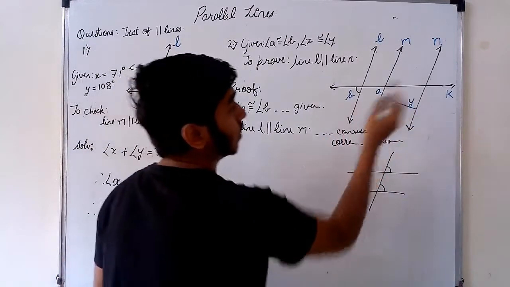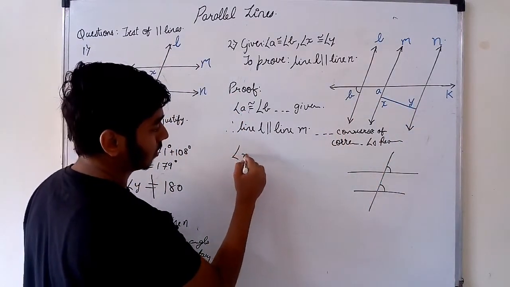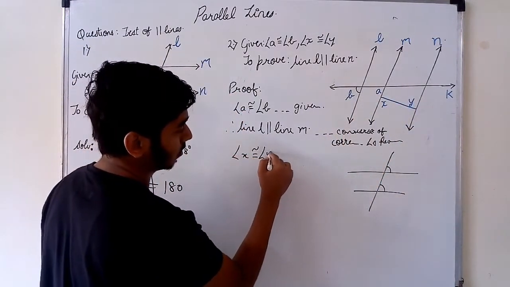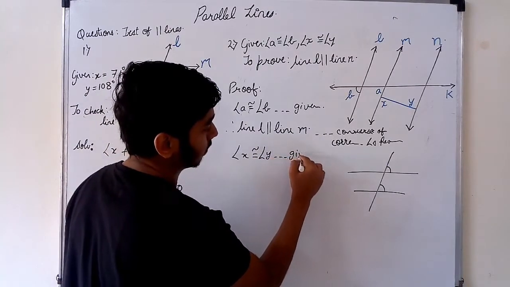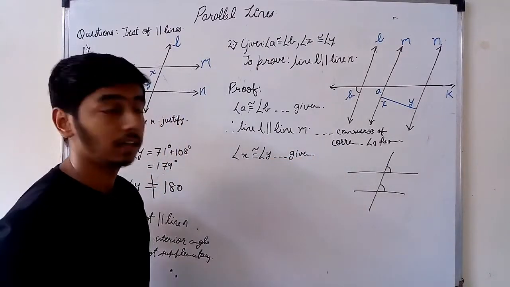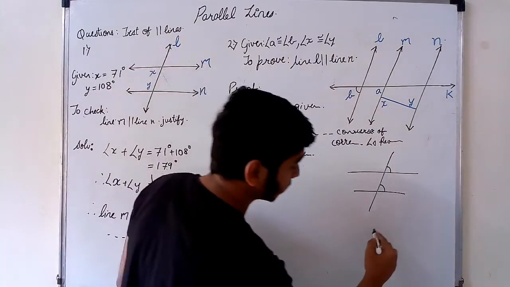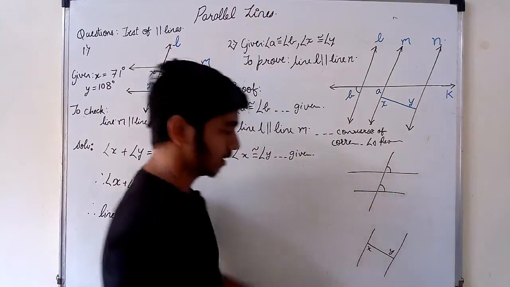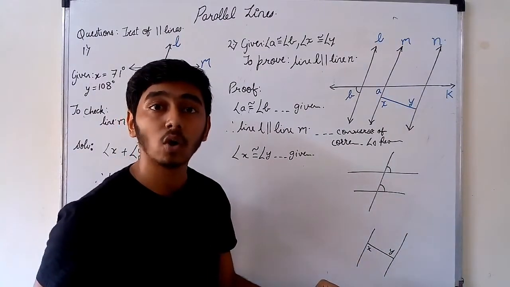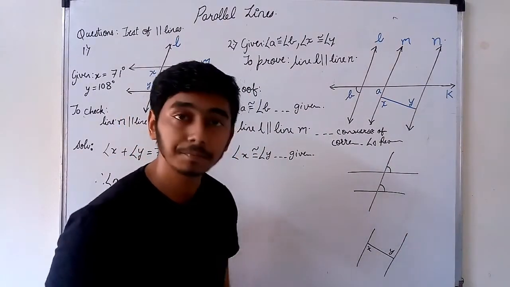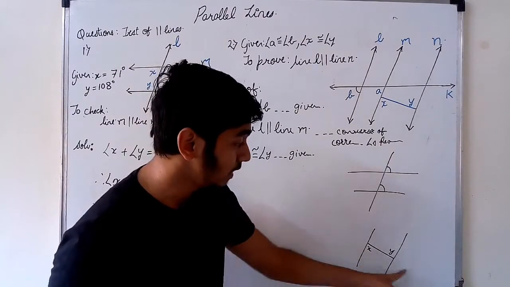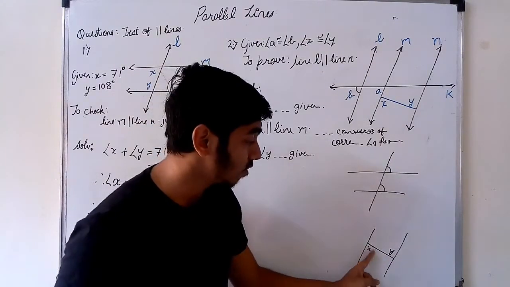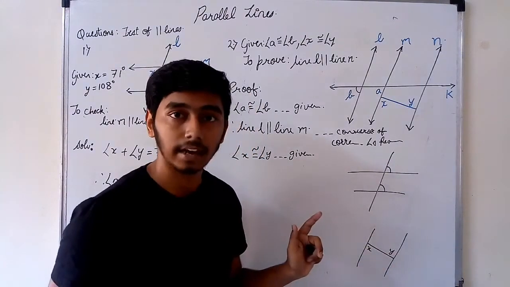Now consider x and y. Now if you see, angle x is congruent to angle y because it's given, correct? Now this is x and this is y. So if x and y are both congruent, aren't they forming a Z? Yes or no? Between these two lines. So they are forming alternate angles, correct?